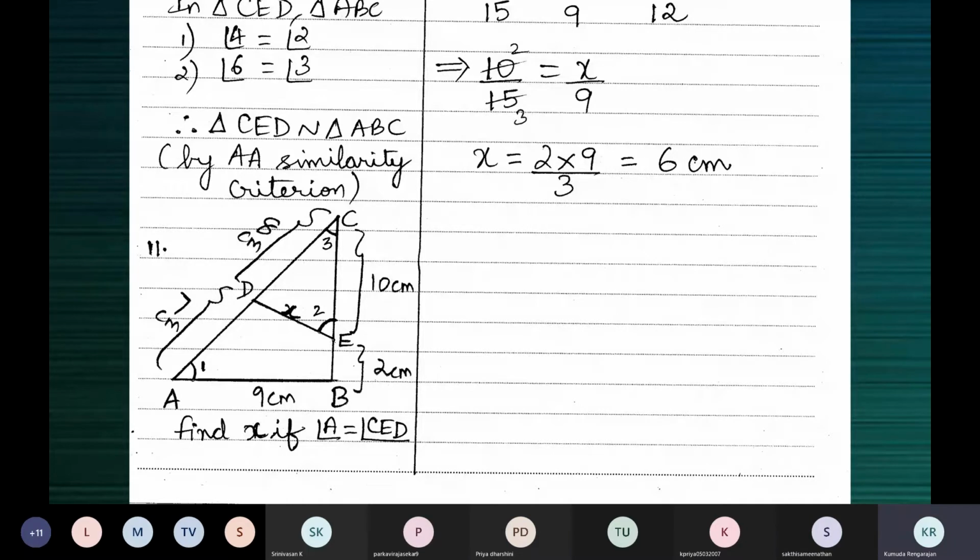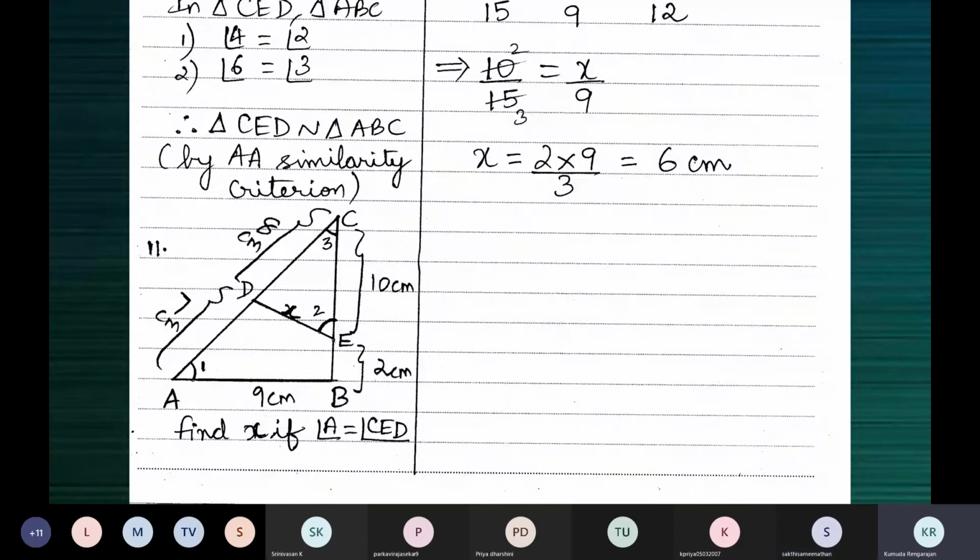Angle 1 of the big triangle is equal to angle 2 of the small triangle. Which is the other information which will help us to prove that the two triangles are similar? Angle 3 equal to angle 3, common angles. Angle 3 is an angle of the big triangle as well as the small triangle, so it is a common angle. So which similarity rule? AA similarity criterion, the two triangles are similar.